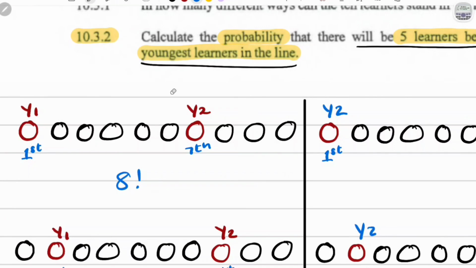So this is one category that we're looking at. And I'm saying that these 2 learners have to be standing like this. And the 8 learners get to move around really. Like this learner, for example, doesn't have to particularly be here. This learner could be there. And then this learner could be here, right? And so that's why I'm still saying 8 factorial there.